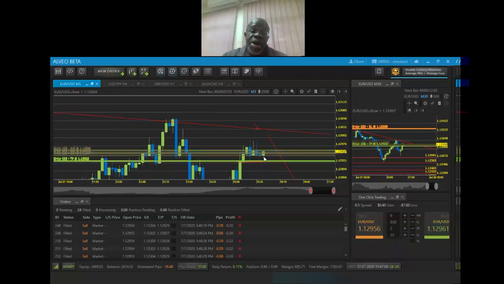If it changes its mind and starts going up, then we're going to be in trouble. But for now, I have confidence that it will close below that point. So it's a waiting game.